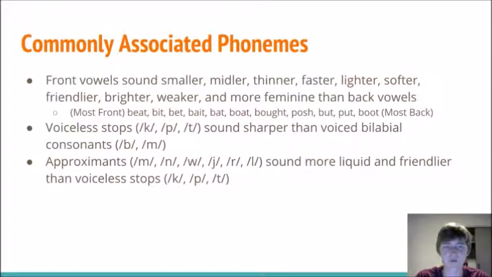On top of that, voiceless stops, so that's K, P, and T, are going to sound the sharpest, especially sharper than voiced bilabial consonants, which are pronounced with the lips and by voicing the vocal cords, which are going to sound rounder. And finally, approximants. The examples of the approximants are M, N, W, Y, R, and L. They're going to sound more liquid and friendlier than the voiceless stops. So if you look at the papers that I showed, you can find mappings between groups of consonants and the associations that are gained with them.